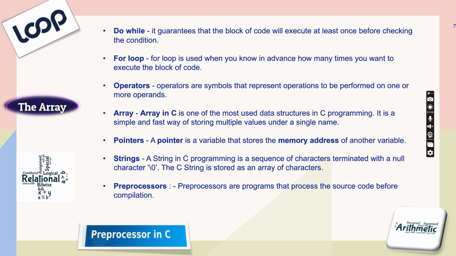Then the for loop is used when you know in advance how many times you want to execute the block of code. That means the condition is specified in the for loop, and the block of code will be executed.